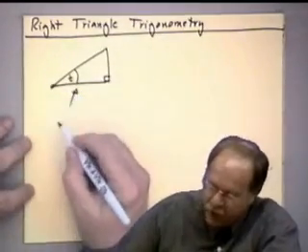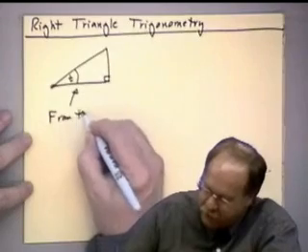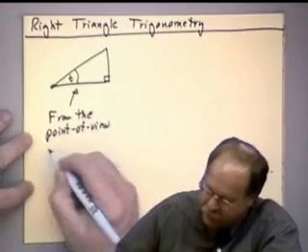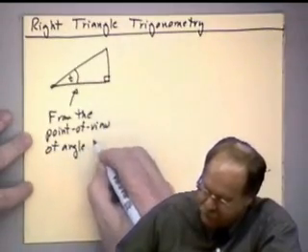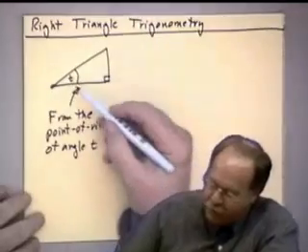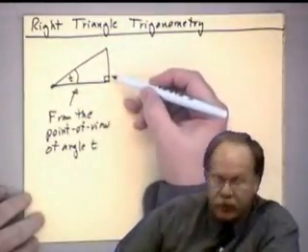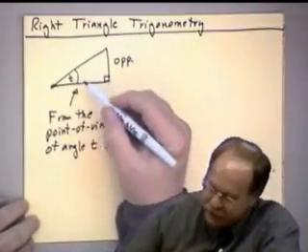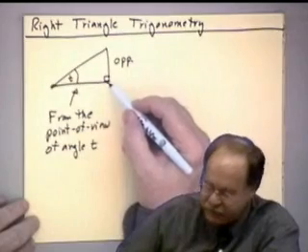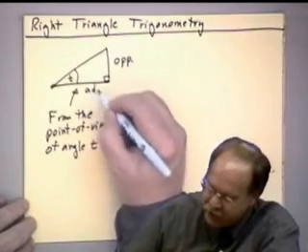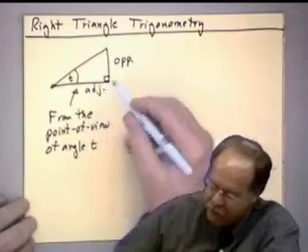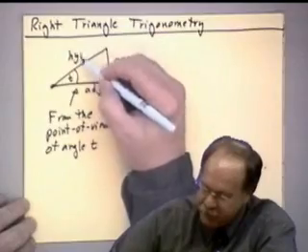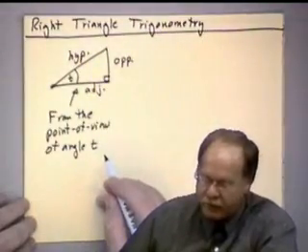And we are going to be talking from the point of view of angle t. You see what I mean here in just a moment. From the point of view of angle t, this side over here on the right is referred to as the opposite side, and I'll abbreviate that with OPP. The side here on the bottom, one of the legs of this right triangle, is referred to as the adjacent side, and I'll abbreviate that with ADJ. And this long side in every right triangle, the side opposite the right angle, is referred to as the hypotenuse. I'll abbreviate it as HYP.